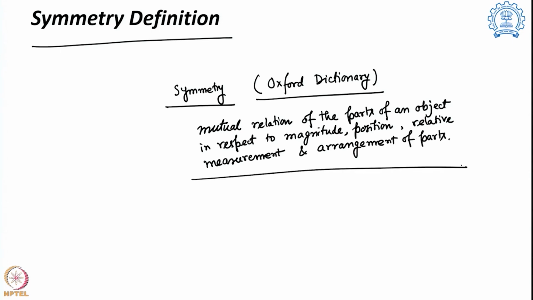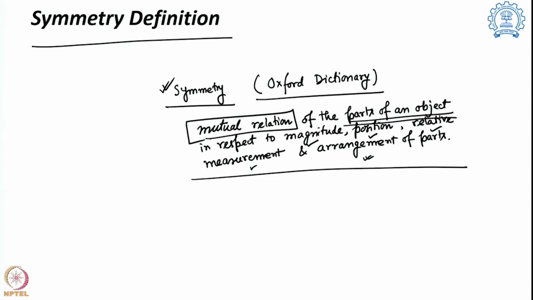So over here this is very important, mutual relation. That means I am going to change the molecule in between such that one part of that whole object or molecule is, by magnitude, that means by the measurement, the position, the relative measurement and arrangement, very much similar in relation. And if you are seeing this, we say we are having a symmetry. So that is what we try to define.